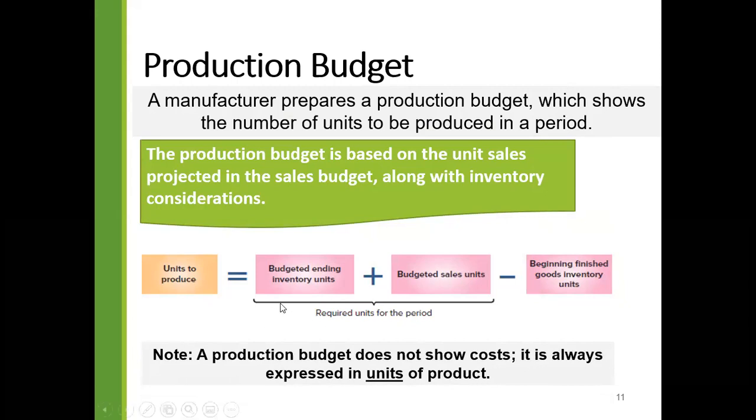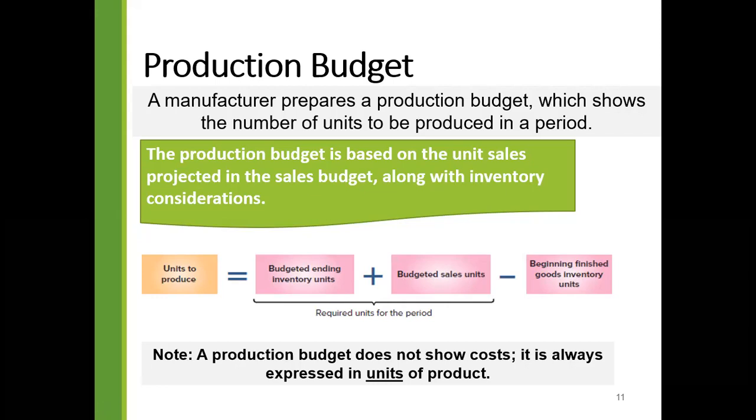So, because we don't want to completely sell out, we don't want to stock out as it's called, right? We don't want to completely sell out. So let's say we want to end with 100 units. So that's our budgeted ending inventory. However many units we want to end with, we take that, we add our budgeted sales, what we expect to sell that period, and then we're going to subtract what we started with, subtract any units we had to begin with. That's going to let us know how many units we need to produce.